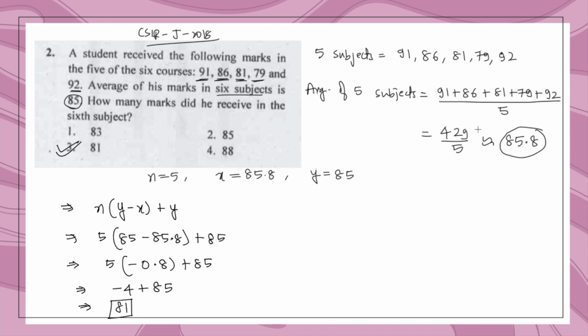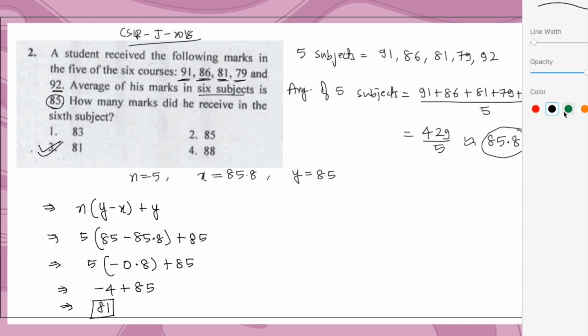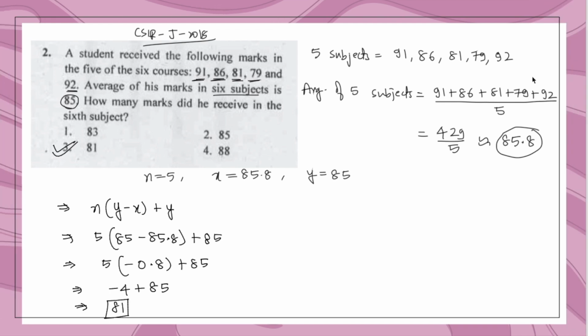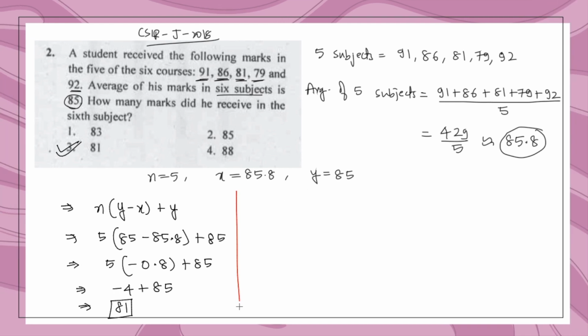I'll just use another color to show you that. The other method which I am using will be shown with this red color. For that, I have to consider the marks of the 6 subjects as 91, 86, 81, 79, 92, and I am considering the 6th subject's marks as x.